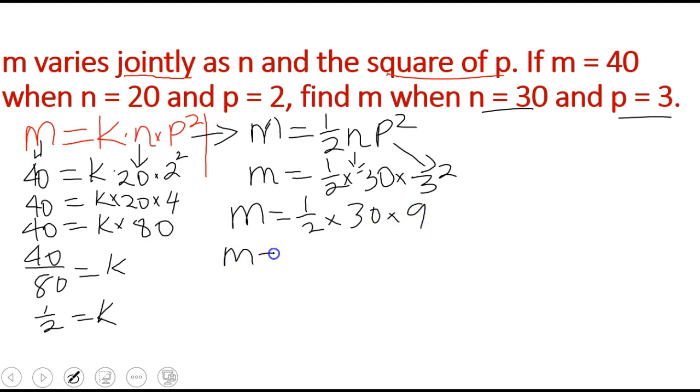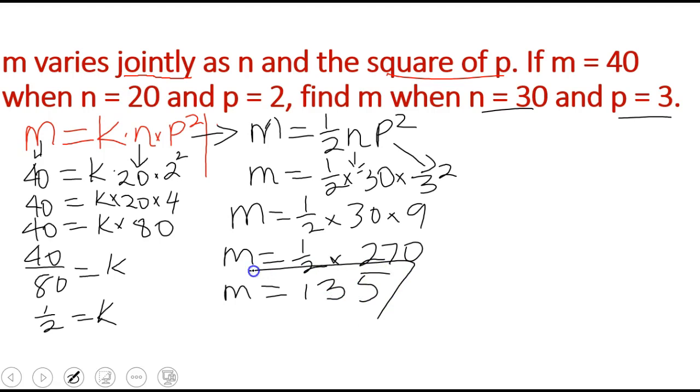And M equals 1/2 times 9 times 30 is 270. And 1/2 of that is 135. And this is M when N is 30 and P is 3. Not bad.